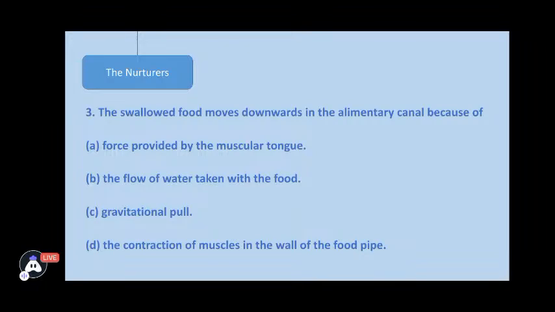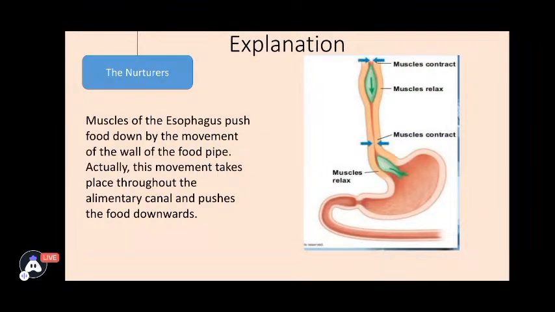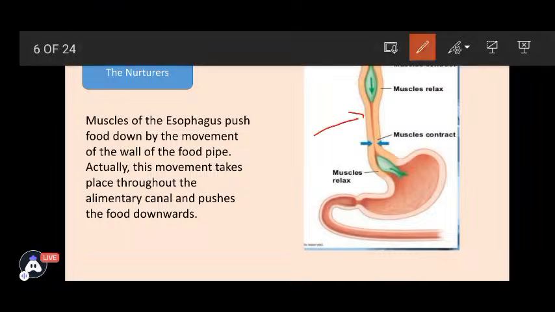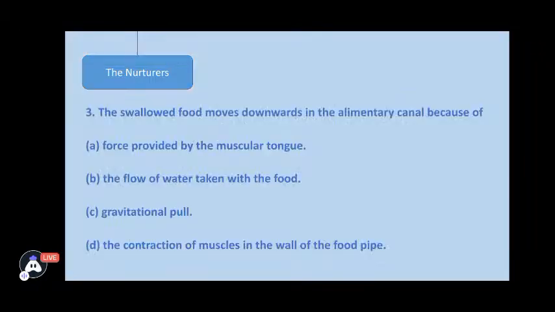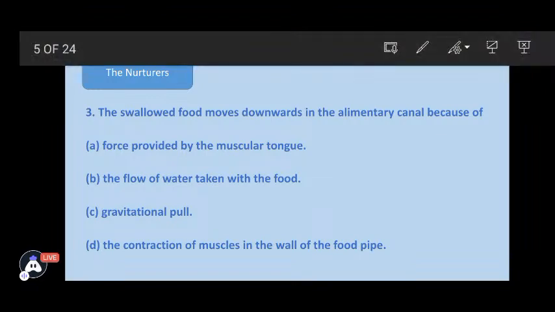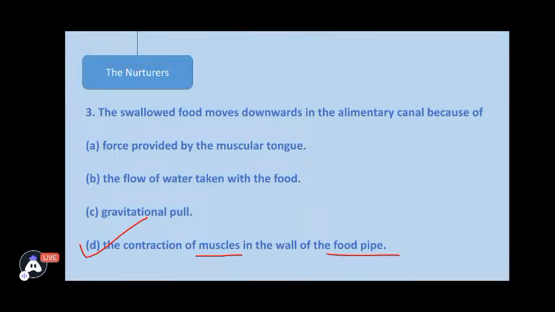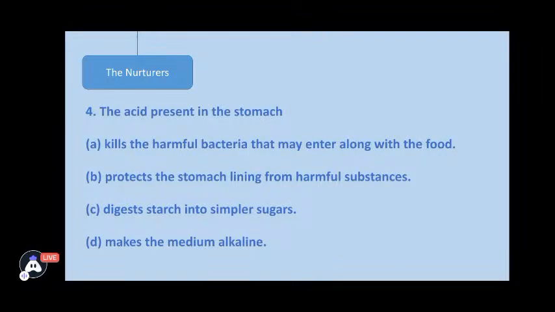Fine. So the correct answer for this is, you could see it in the picture itself, the muscles contract and the muscles relax in the food pipe. This is our food pipe, and in the food pipe, muscles are contracting and relaxing, which leads to pushing the food downwards. So the correct option for this will be D, that is the contraction of the muscles in the walls of the food pipe. So that is the correct answer. Moving ahead to the next question.